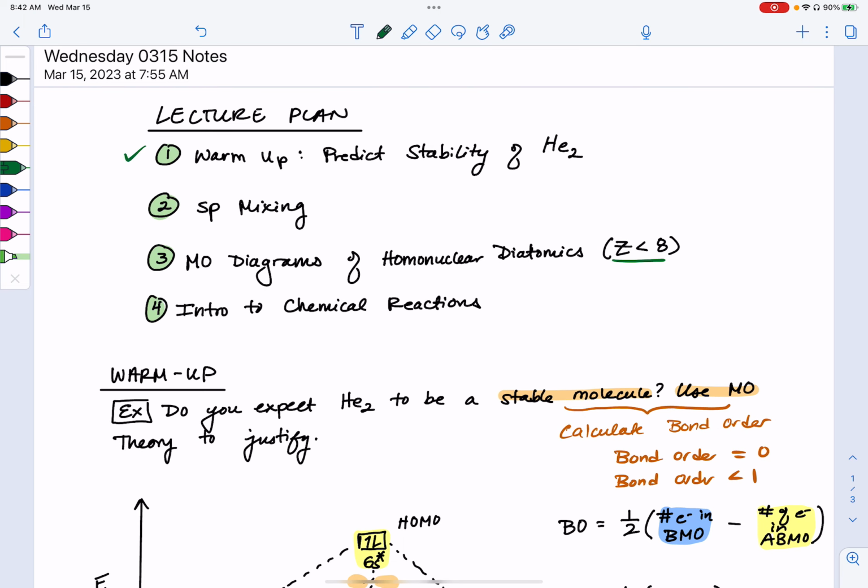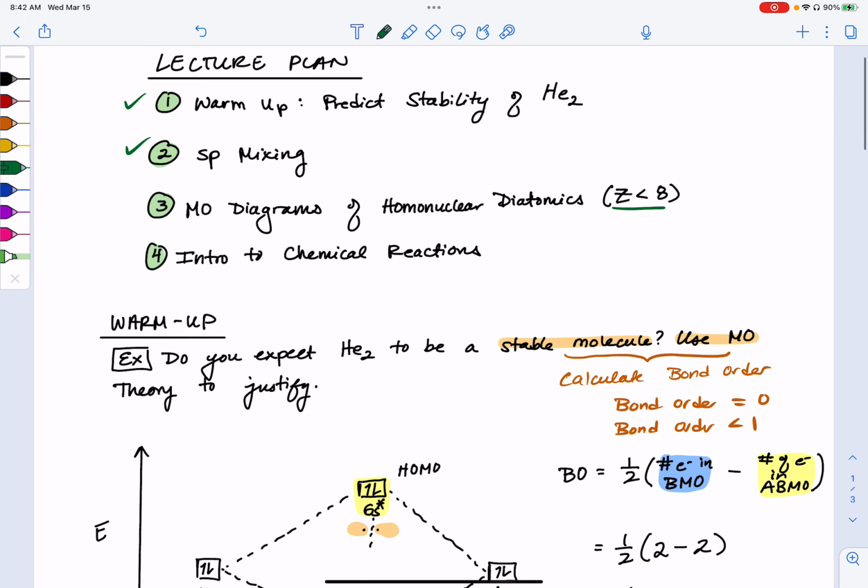So we will look at an example of how to use this sp mixing diagram coming up in lecture video 3. I think we're going to look at nitrogen as a result of sp mixing and see if we can get a bond order and a statement about para or diamagnetism for nitrogen. And then from there, we will move into our introduction into chemical reactions.